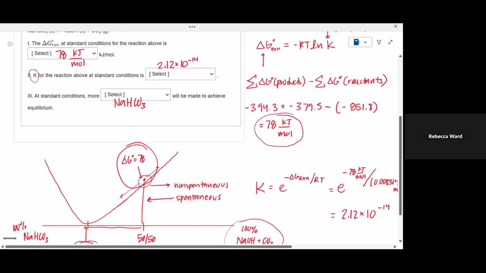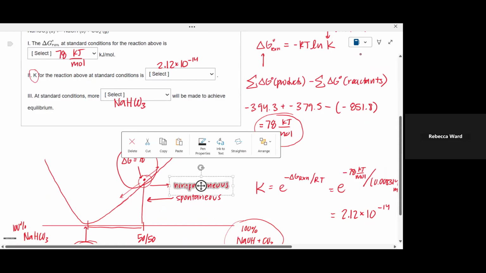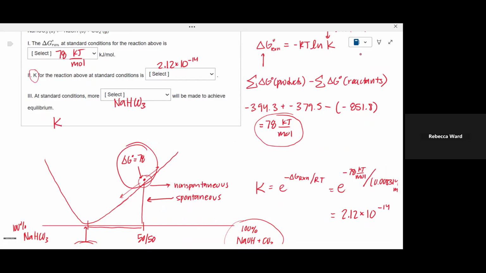Just to bring this full circle, our equilibrium constant for this reaction is equal to the concentration, or I guess I could say the partial pressure, of our carbon dioxide. So we're going to have to decrease this pressure because it was 1 atmosphere at standard conditions, and we know that this is our equilibrium constant. So I need to bring that 1 atmosphere all the way down to 2.12 times 10 to the negative 14th. And to do that, I need to consume CO2 and sodium hydroxide and make some more sodium bicarb.